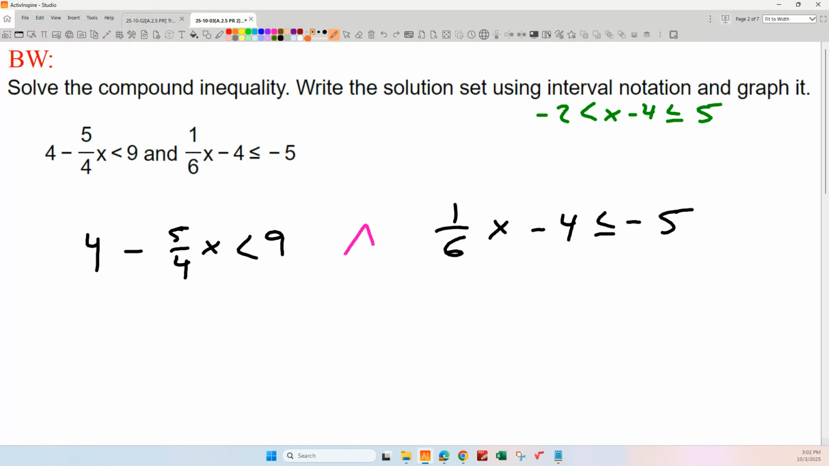Okay, what would I do to solve that green inequality? Only one thing. What do I have to do? Add 4 to all the parts, all 3 parts of that compound inequality. Good. Okay, so let's do that. If we add 4, okay, there's our solution, right?